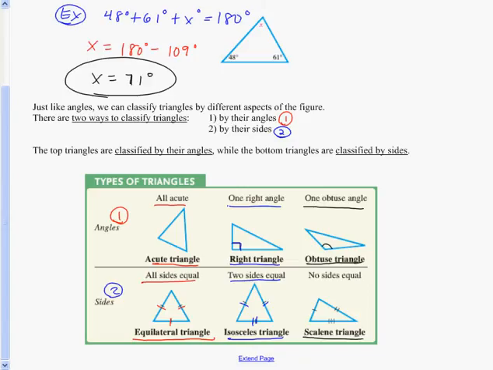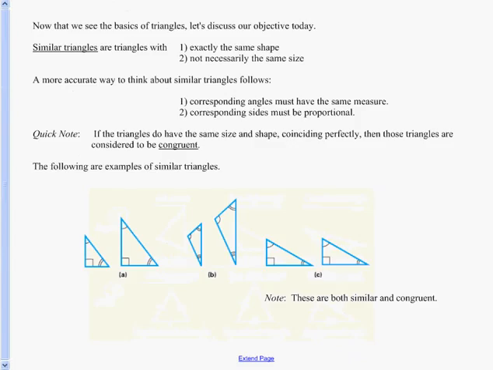And then there's the scalene triangle that has no sides equal, and we can see by observing the tick marks that each side has a different number of tick marks, letting you know that each side has varying measures. So we can have equilateral, isosceles, or scalene triangles, as well as the acute, right, and obtuse. On our second page, we're going to look more closely at similar triangles.